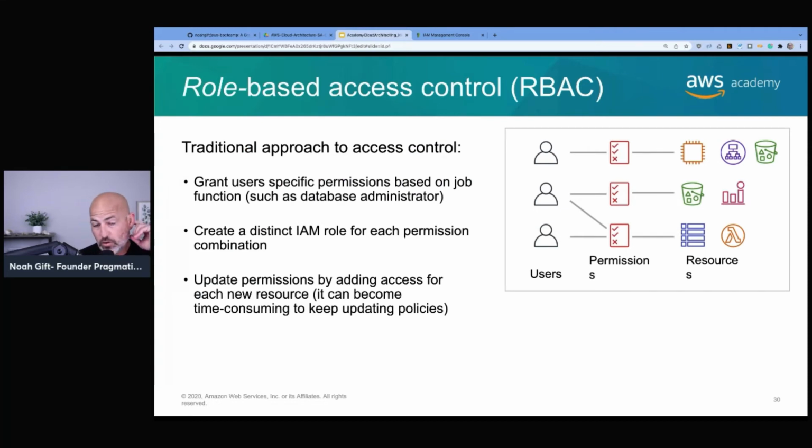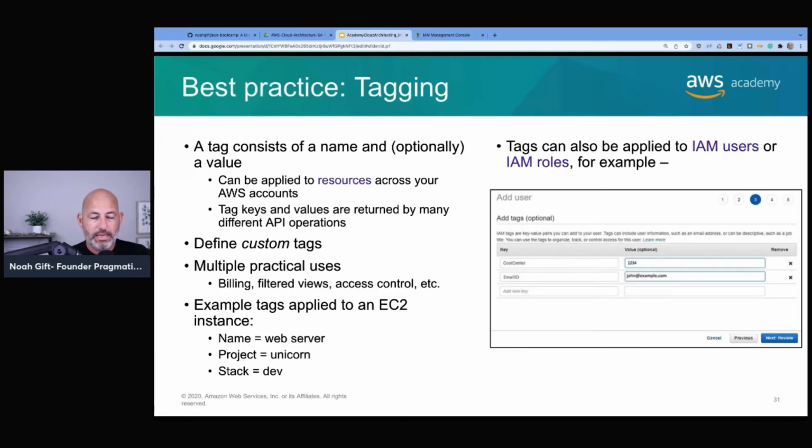Role-based access control, or RBAC, is a traditional approach to access control, and this is letting users specify permissions based on the job function. So a DBA, right, a database admin, or a distinct IAM role for each permission combination. You can update the permissions by adding access for each new resource. What's the best practice for all this?